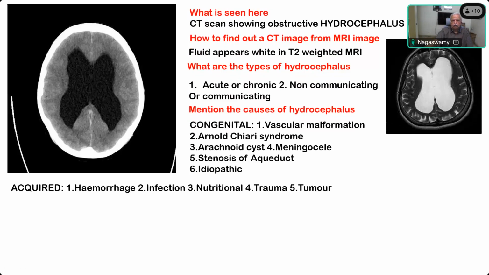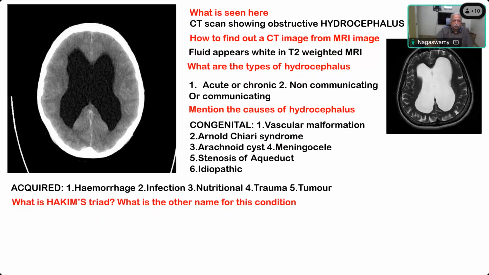Okay, so you always classify the causes of hydrocephalus. Even in practical viva, if they keep a hydrocephalus patient and ask you the etiology, you have to divide into congenital and acquired causes. The acquired causes are hemorrhage, infection, nutrition, and trauma. You can remember HINT as a mnemonic for remembering the acquired causes.